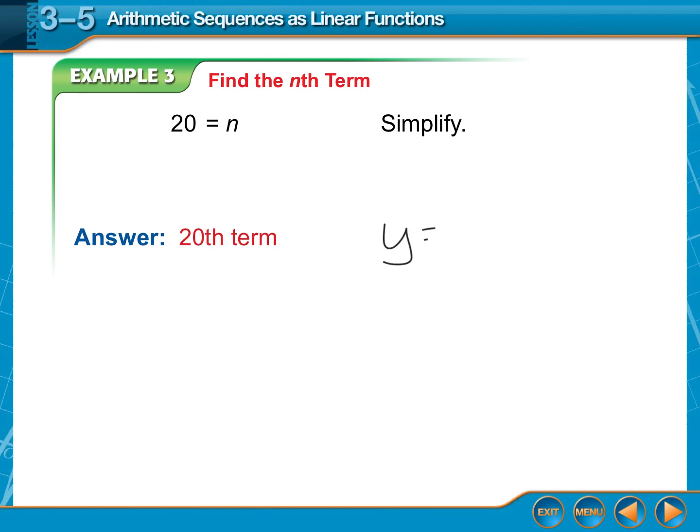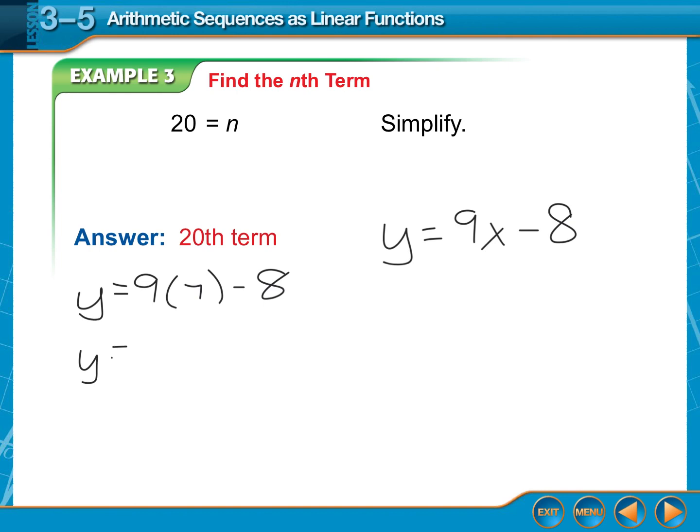Using our y equals 9x minus 8, shout out a number. Let's find the 7th term, and we'll find the 20th term. How do we find the 7th term? A sub 7. Sub it in for the x. 9 times 7 minus 8. What's 9 times 7? 63. 63 minus 8 is 55.